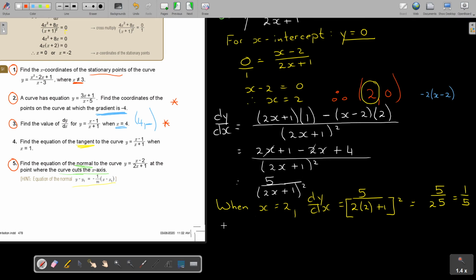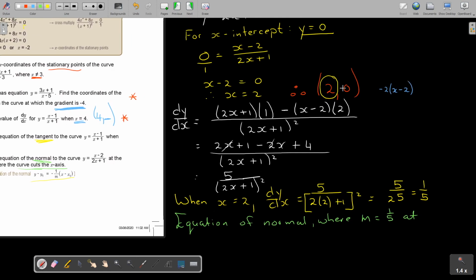So, the equation of the normal, where m equals 1 over 5 at the point. And what is that point? Let's just write that point down. Can you remember? At (2, 0). So don't forget that this is x1, this is y1, and this is m.